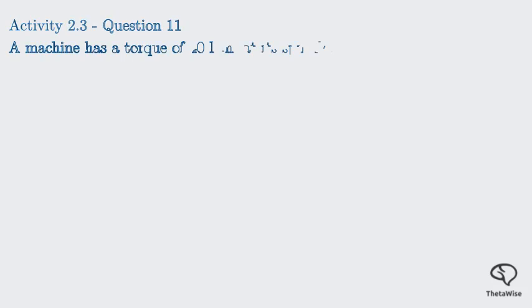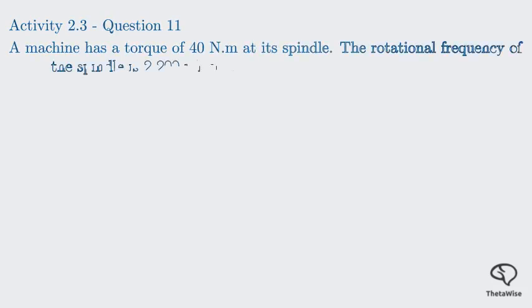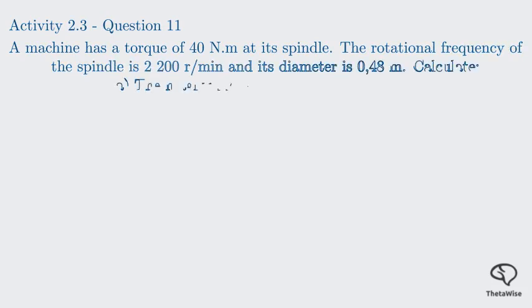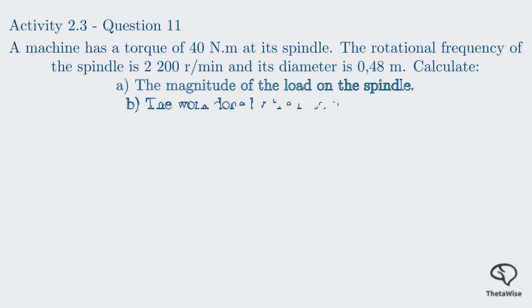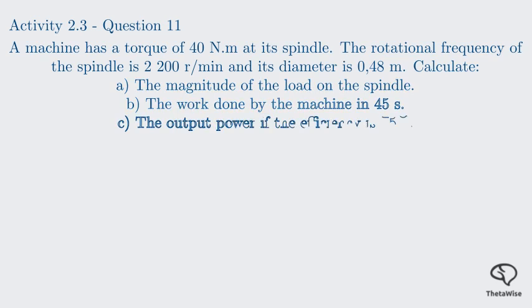Question 11 is the final and most complex problem in this activity. A machine has a torque of 40 newton meters at its spindle. The rotational frequency of the spindle is 2,200 revolutions per minute and its diameter is 0.48 meters. Calculate A, the magnitude of the load on the spindle. B, the work done by the machine in 45 seconds. C, the output power if the efficiency is 75%.